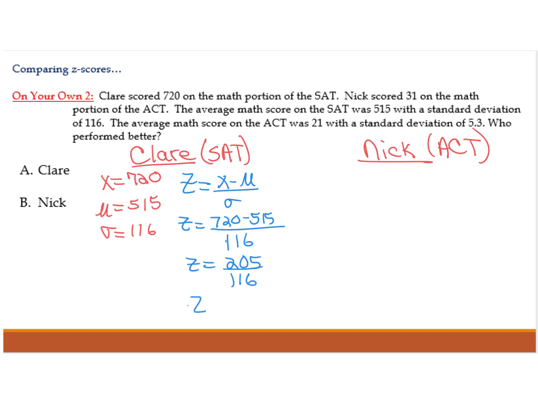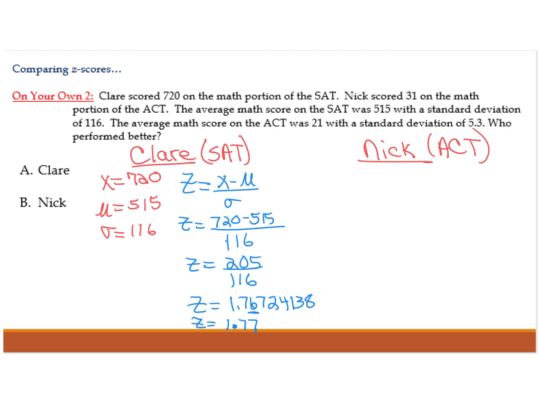When I do this computation, I get z is equal to 1.76724138. And we know from the previous material that your z-score is always going to be in terms of hundredths. Therefore, this 7 after the 6 tells me to round up to 1.77.